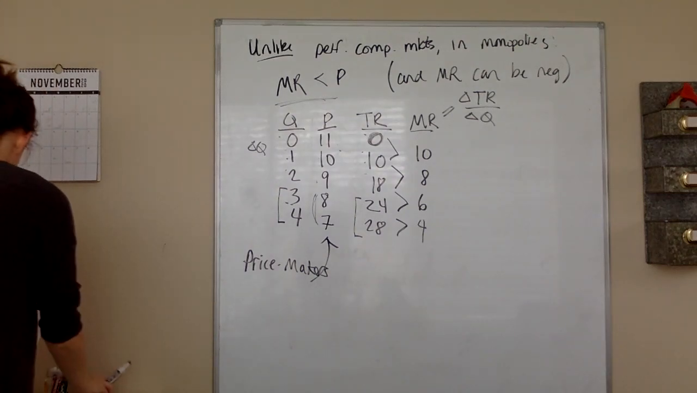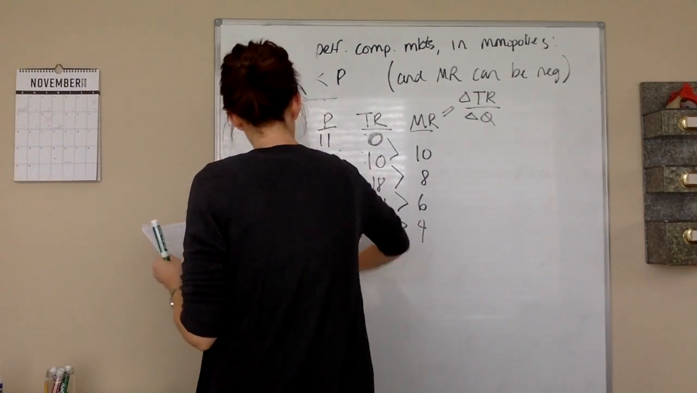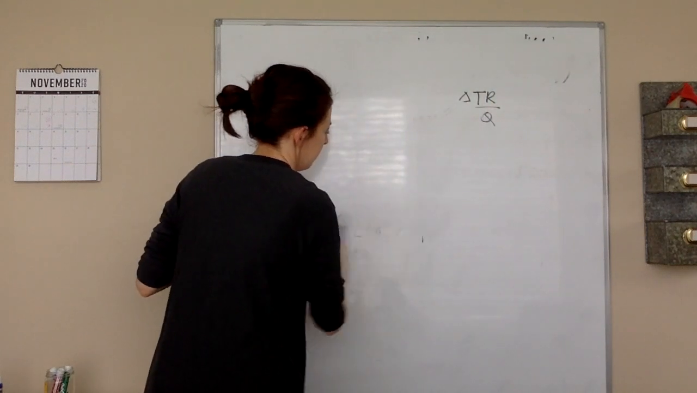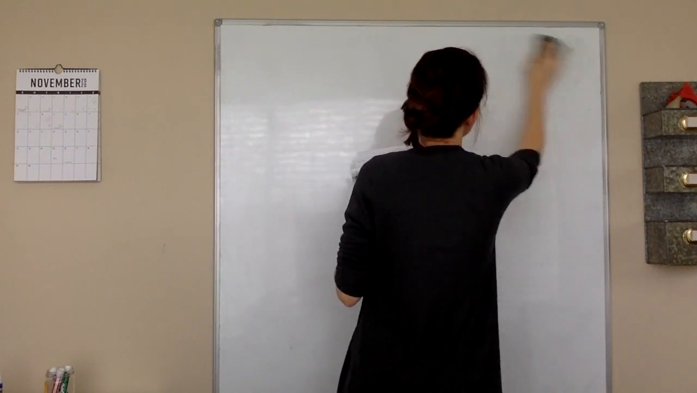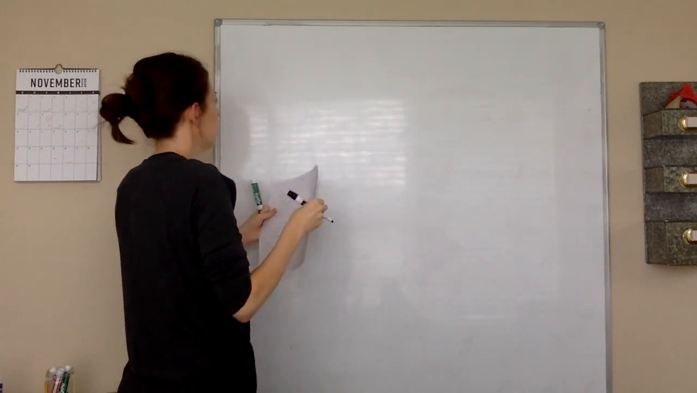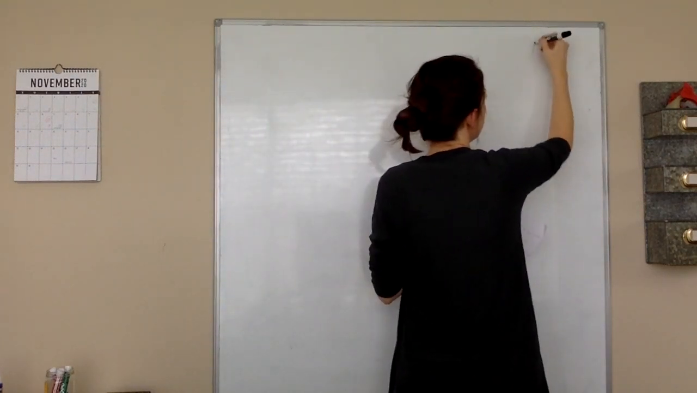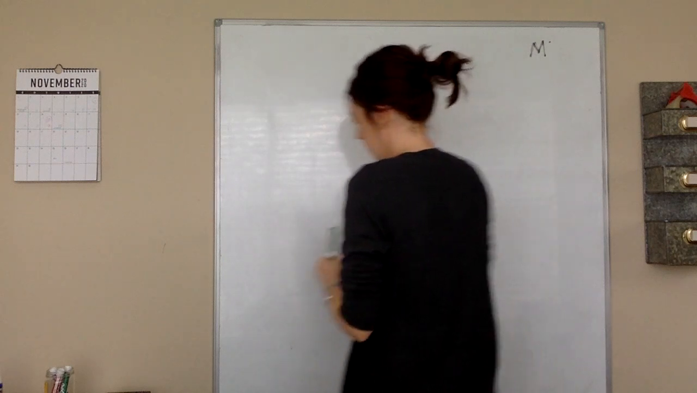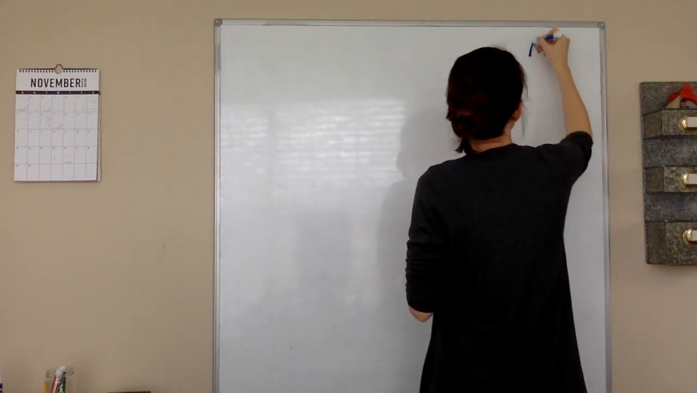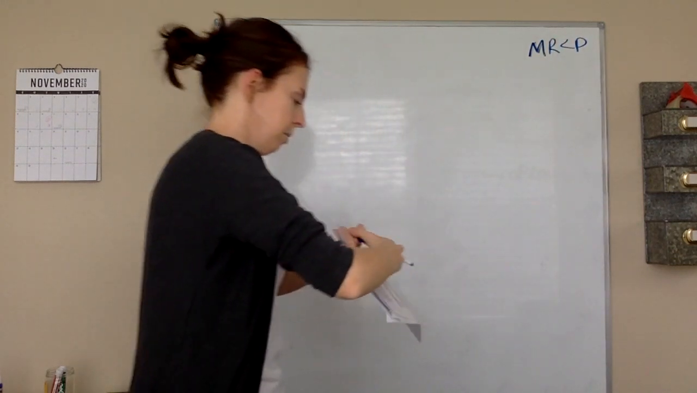Okay, so next thing is, if it is true that marginal revenue is less than the price, so let me keep this little inequality over here. If it is true that marginal revenue is less than the price, then let's think about what this means for the graph.